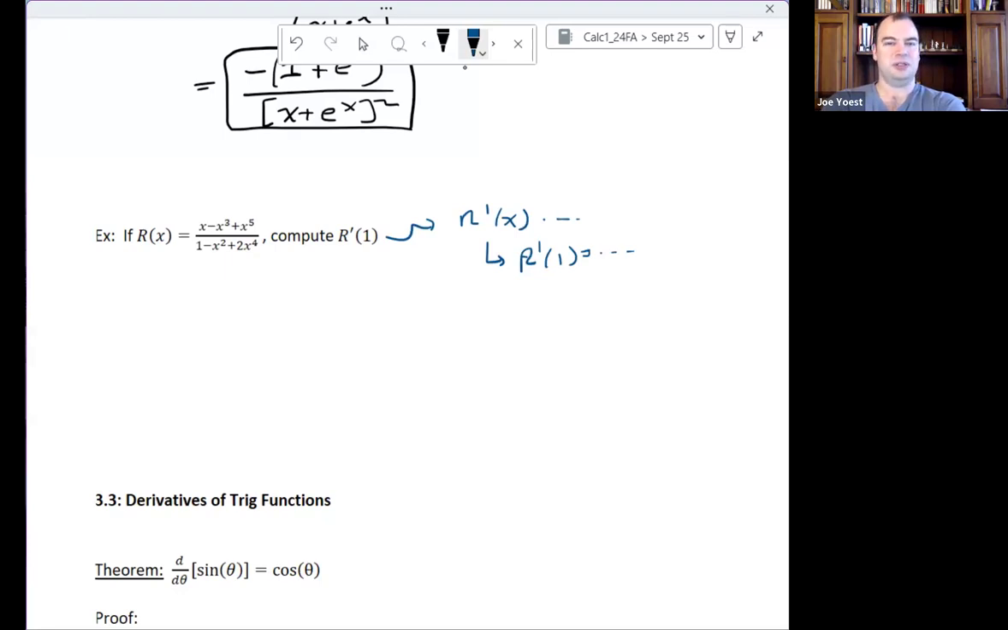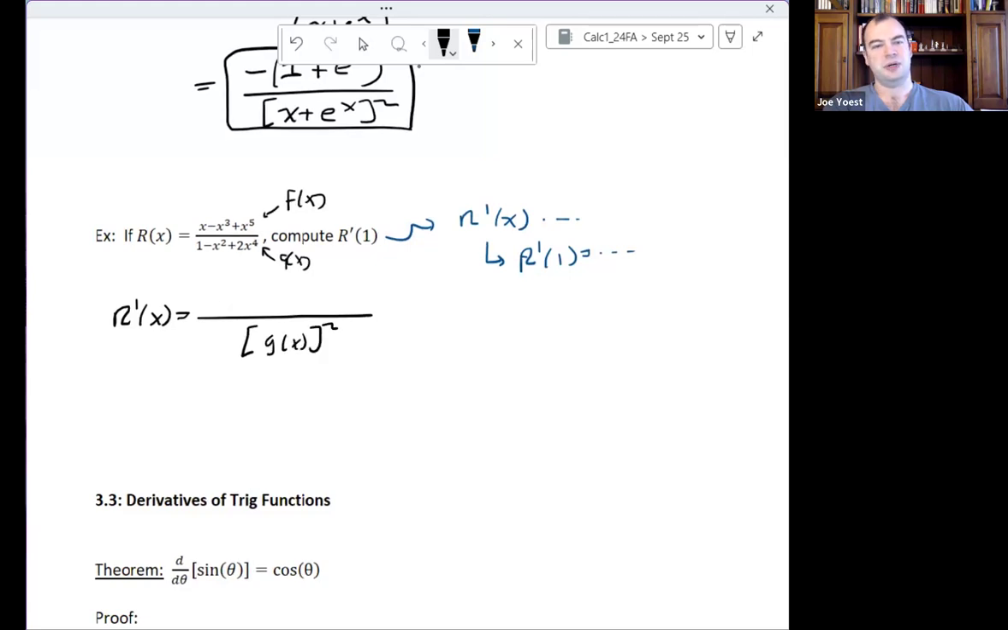R prime of x is going to be kind of messy though. But I know what R prime of x is going to be if I call this numerator f of x and the denominator g of x. I know R prime of x is going to be, I have an over g of x squared. I have bottom derivative of top, g of x f prime of x minus top derivative of bottom. And I actually know what R prime of 1 is going to be in terms of f, g, f prime, and g prime.